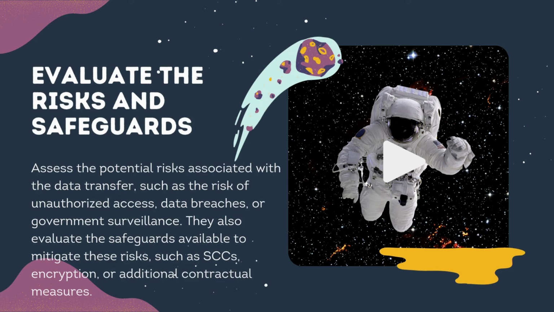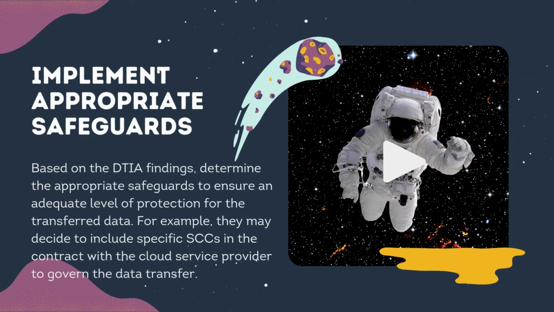The next thing is to evaluate the risks and safeguards. So at this time, you need to assess the potential risks associated with the data transfer, such as the risk of unauthorized access, data breaches, or government surveillance. They also need to evaluate the safeguards available to mitigate these risks, such as SCCs, encryption, or additional contractual measures. Okay. Next thing is to implement appropriate safeguards.